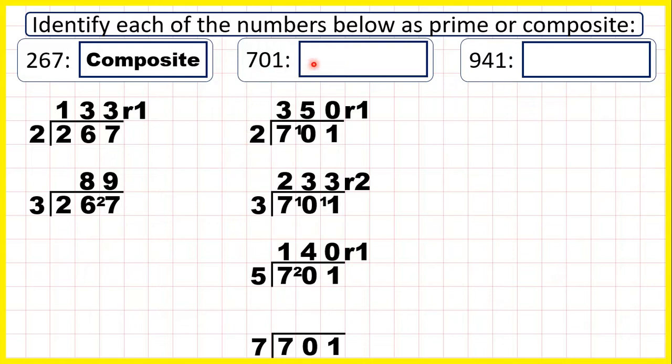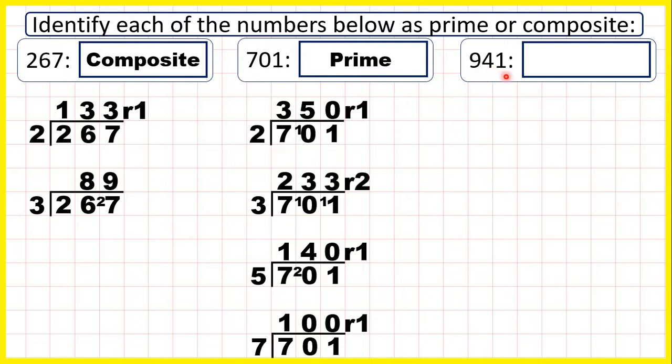Remember, to check if a number's prime or composite, we divide by 2, 3, 5 and 7, and if we get a remainder for all of those divisions, we know that we have a prime number. Now 7 divided by 7 is 1, 0 divided by 7 is 0, and 1 divided by 7 is 0 remainder 1. So we've got a remainder when dividing by 2, 3, 5 and 7, so when dividing by the first 4 prime numbers. So we know that 701 is a prime number.